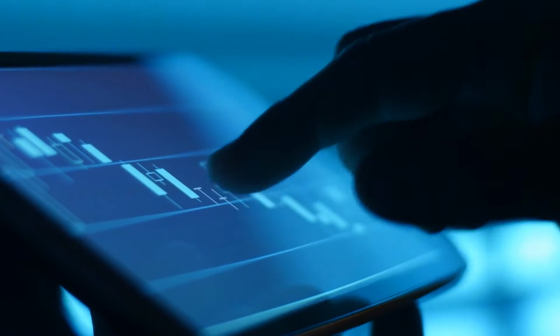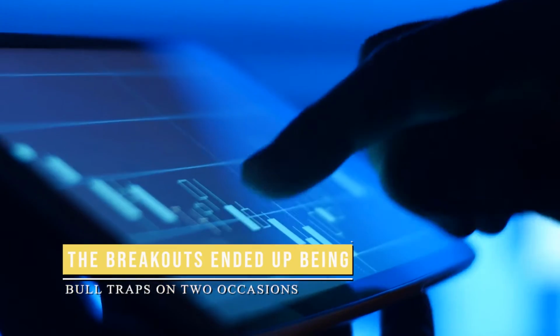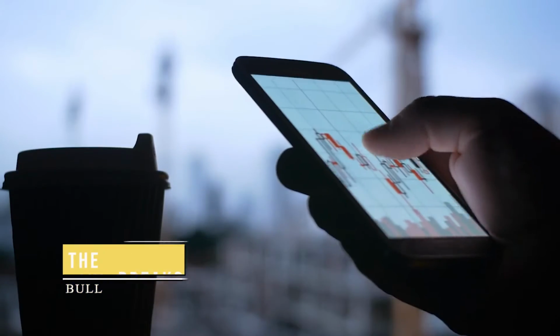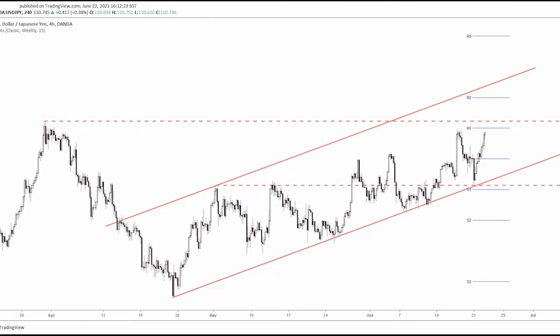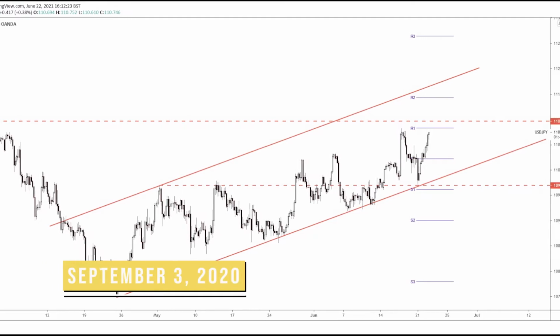However, in this case, the breakouts turned out to be bull traps on two occasions. First, the initial close above the channel line on August 30, 2020, returned within the channel on September 3, 2020.